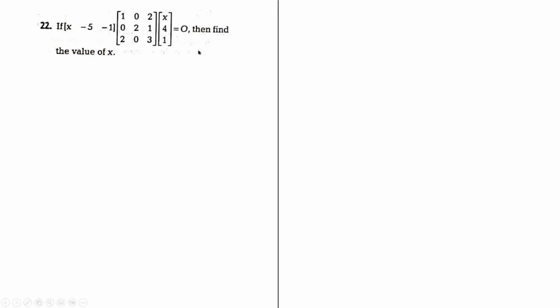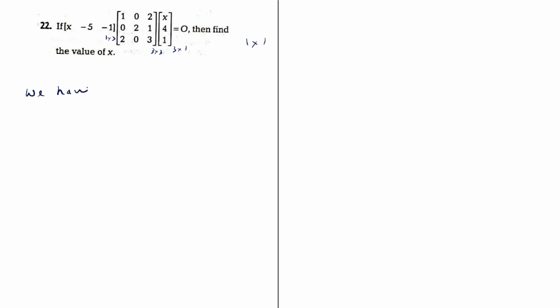But here we can see that after multiplying all these, we will get a matrix of order 1, because this is a matrix of 1 by 3, this is a matrix of 3 by 3, and this is a matrix of 3 by 1. So finally you will get a matrix of 1 by 1. Now let us multiply these two matrices, that is the matrices of order 3 by 3 and 3 by 1.